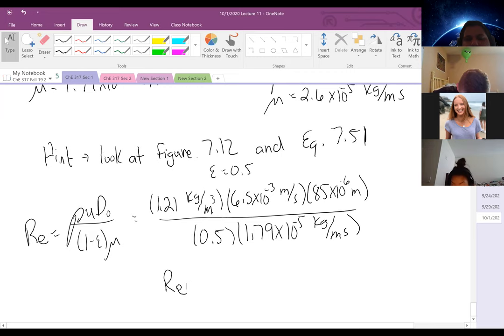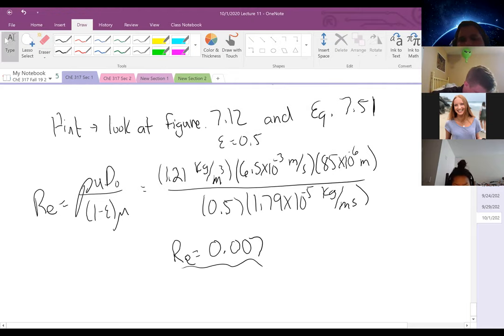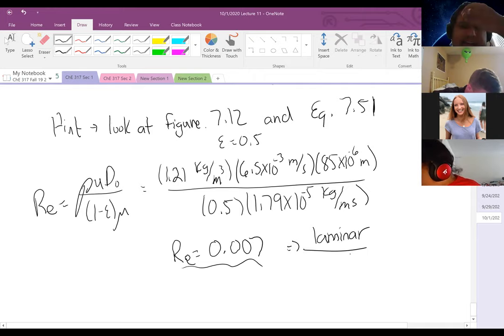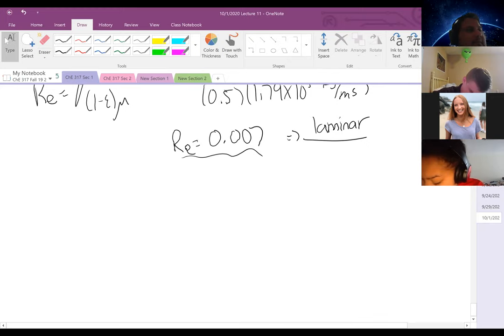I got a pretty small number, about 0.007, which tells me the system is highly laminar. And so if I'm looking at my expression for fluidization velocity, I see that the two terms on the left-hand side correlate to a laminar and a turbulent regime.